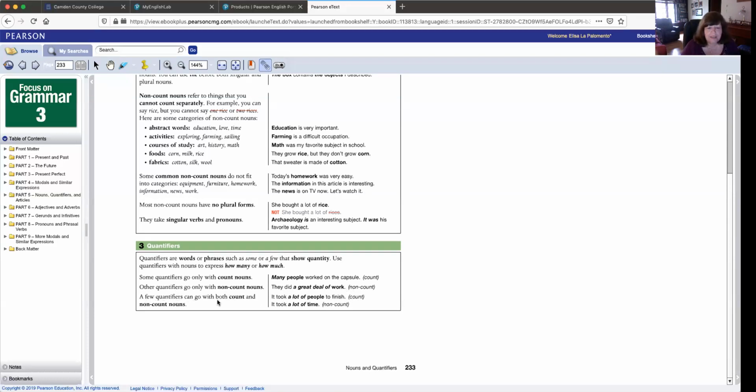And then it tells you that a few of these quantifiers, these words that tell you how much or how many, can go with both count and non-count nouns. An example of that would be a lot of. A lot of can be used for both. It took a lot of people to finish. People is a count noun. We can use a lot of with it. It took a lot of time. Time is a non-count noun, but we can use a lot of with that as well.